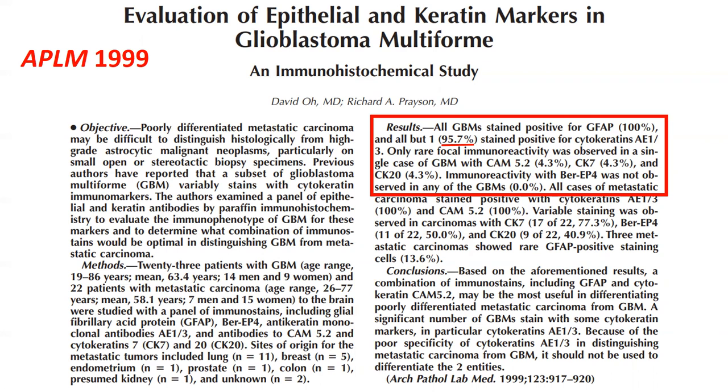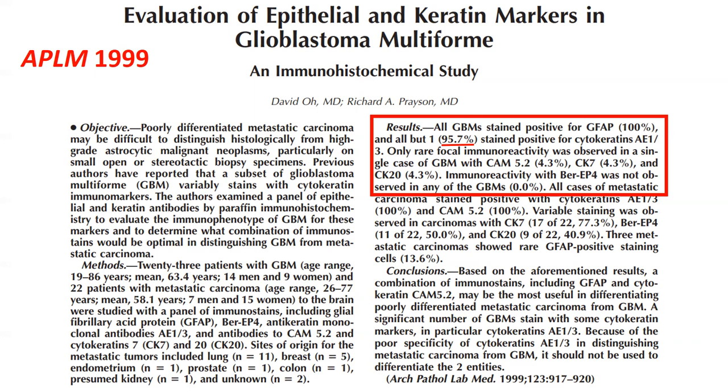Okay, listen up. We're going to recommend in just a second, CAM 5.2 is going to be one of the big ones that we use. Okay, yesterday, myself and our current oncologic neuropathology fellow, Dr. Ashley Holloman, we had a case from the outside that was focally strongly positive for CAM 5.2 in a glioblastoma. It absolutely does occur, but it's only 4%, call it, versus with AE1, AE3, 96%, right?